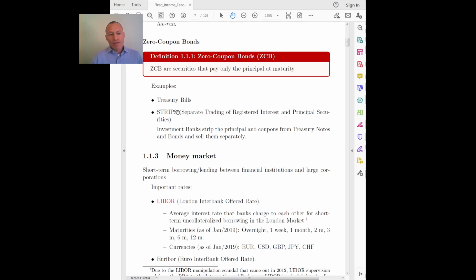And then for longer maturities, you have these strips, which are coupon bonds that are separated. So you strip the coupon of a coupon bond and you sell it separately in the market, and that separate coupon becomes by itself a zero coupon bond.